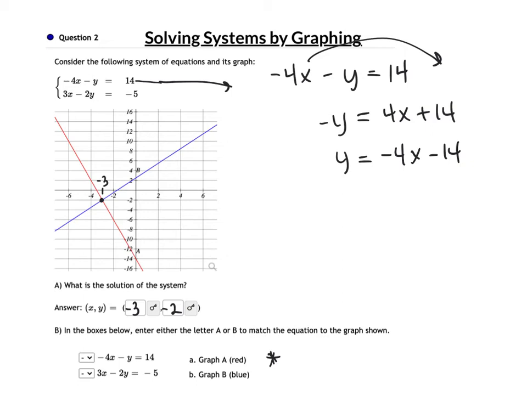That -14 is this line right here. It's the red line, and that was the top equation was the red line. At the bottom of the page, -4x minus y equals 14 is the same equation as y equals -4x minus 14. It's this one. That would be the red. This would be A, and the other line must be the blue.